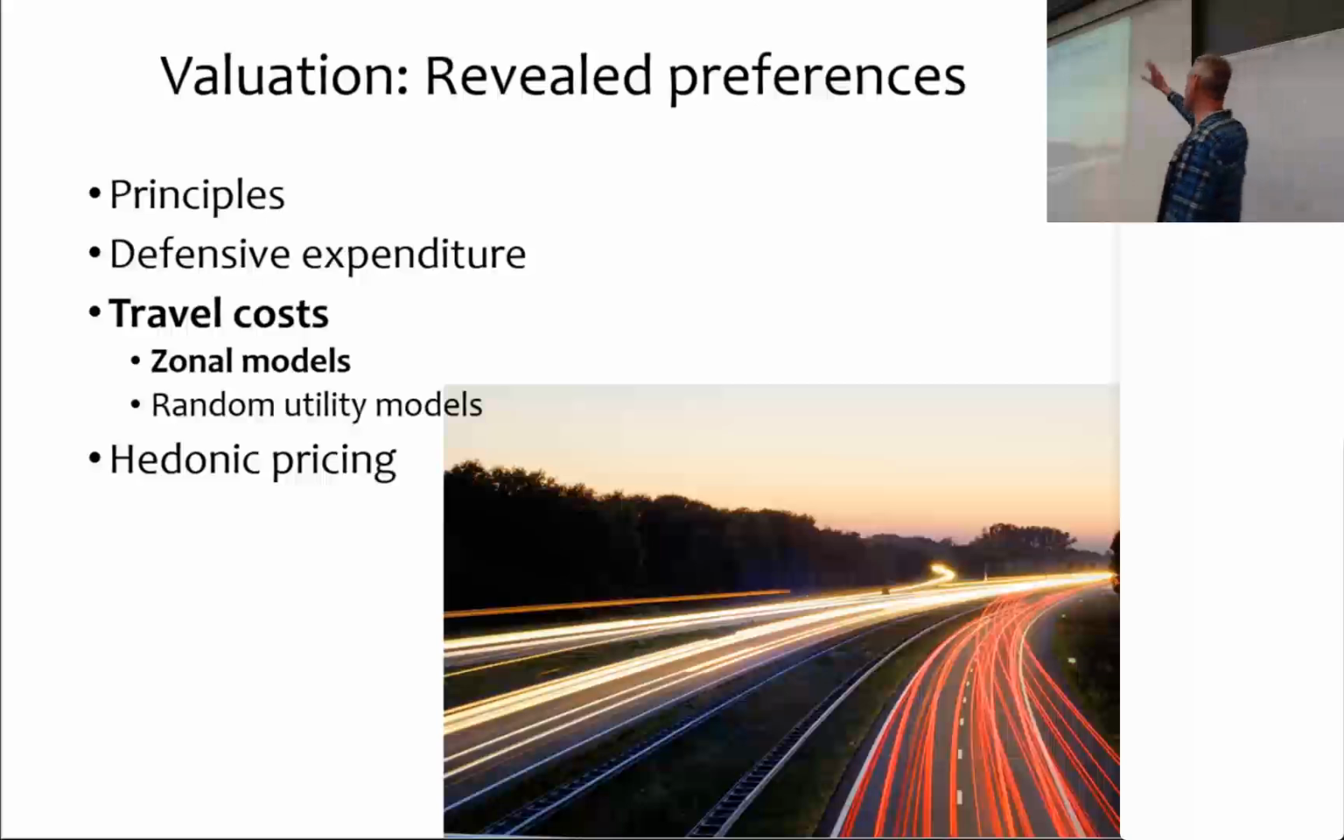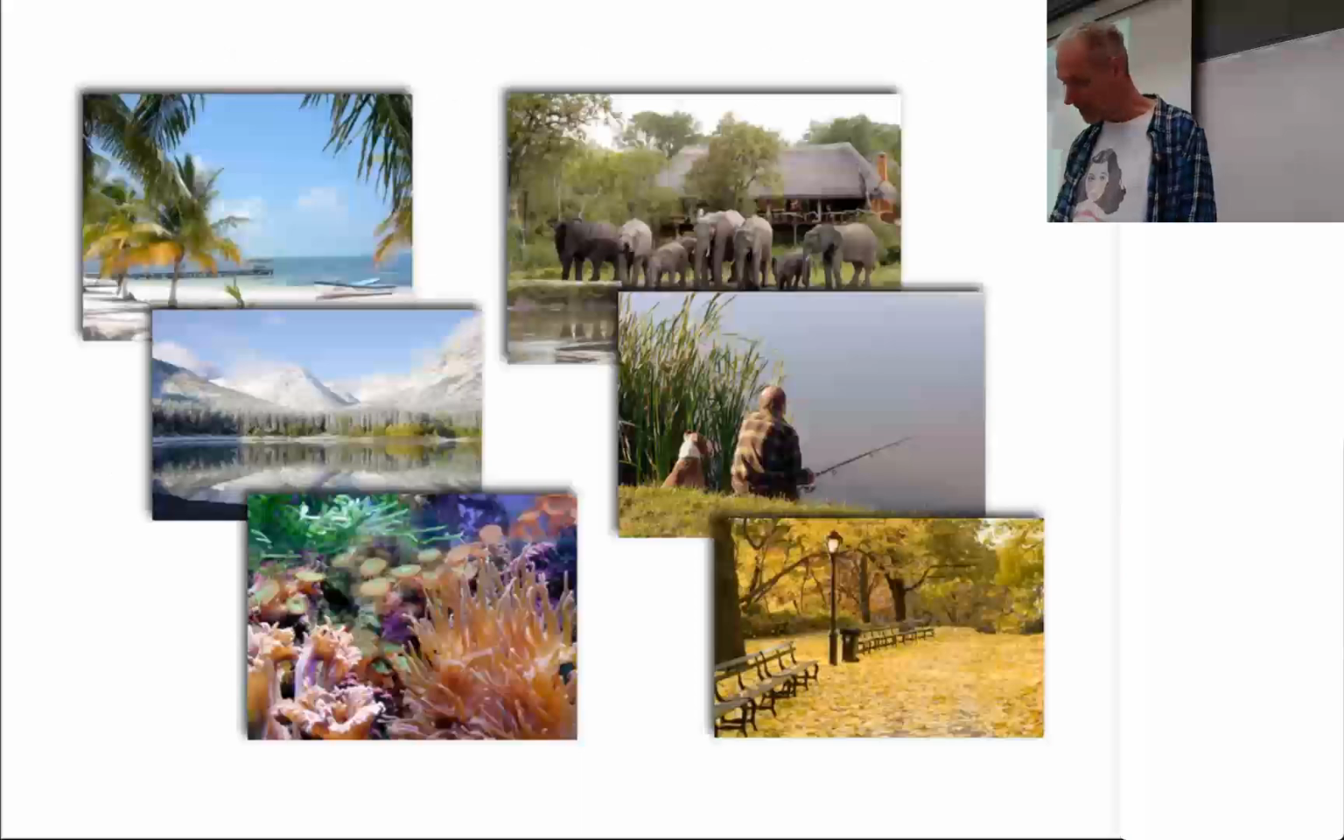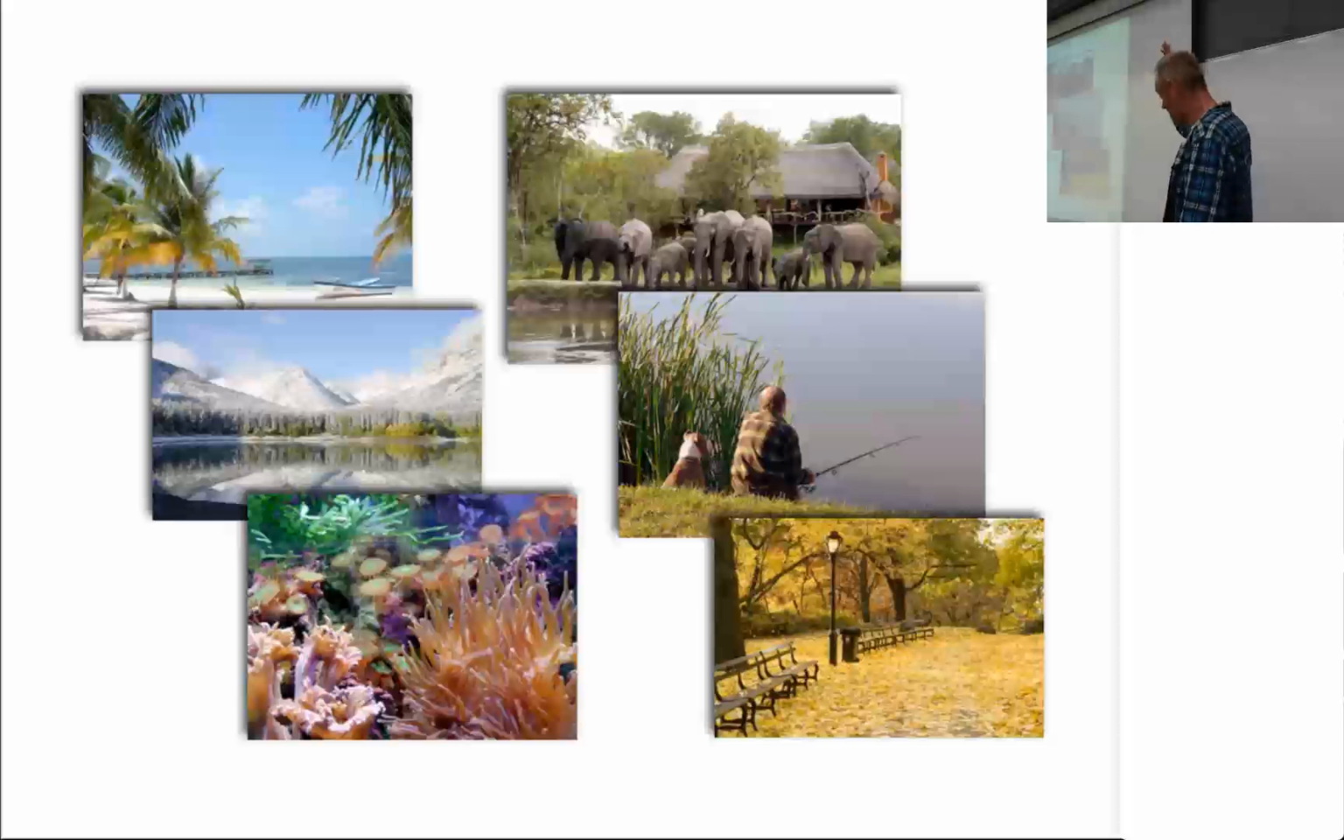So defensive expenditure, we look at the market as a substitute for environmental services. The travel cost method, which I'm going to talk about for the next, I think 40 minutes or so, with a break in between, looks at the market as a complement to the environment. And this is mostly applied to tourism and recreation, right? People enjoying these landscapes that you may not be able to see because of the projector.